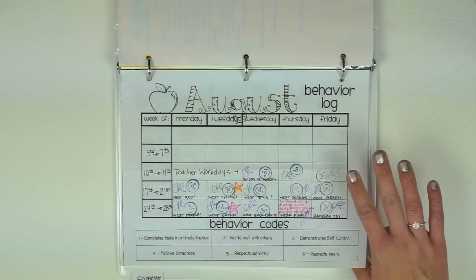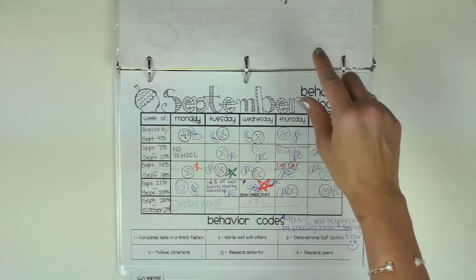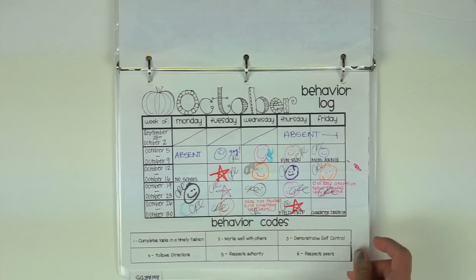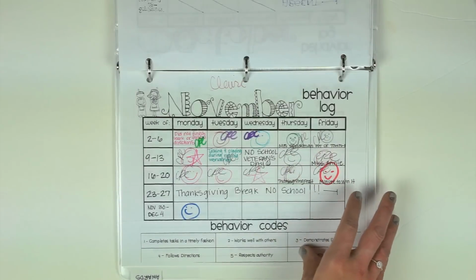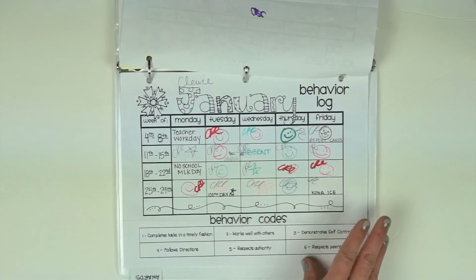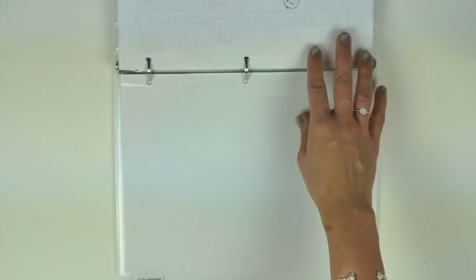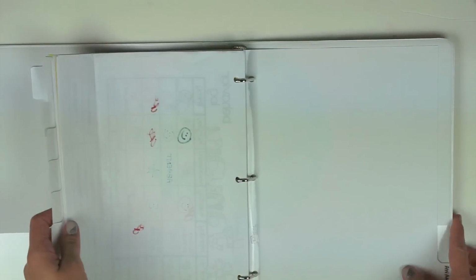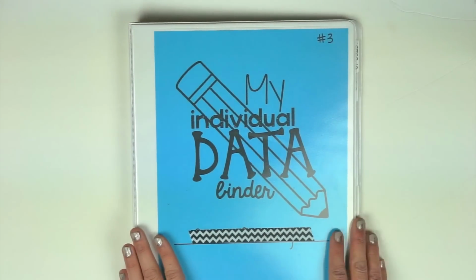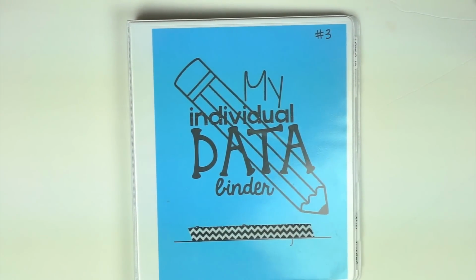So I keep all of the ones here so that we can go through and look at how her behavior has progressed throughout the year and see if we can find any type of patterns whatsoever if there was an issue with behavior. So that is my data binder.